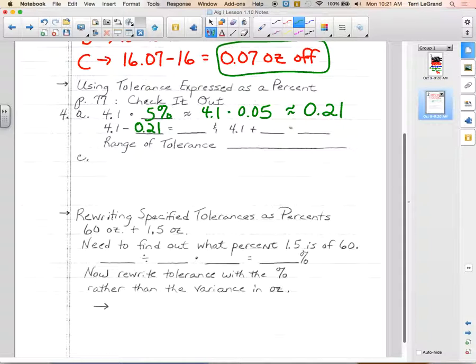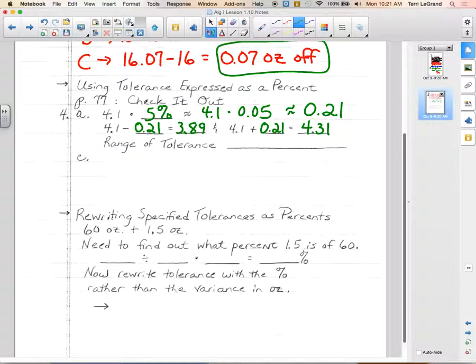We're saying it would tolerate it being under that much. So what would that be then? 3.89, 3 and 89/100ths. That's the low end of the range. And then we have to add it to get the high end of the range. So the high end of the range is 4.31. So the range of tolerance, that's what they wanted us to give.